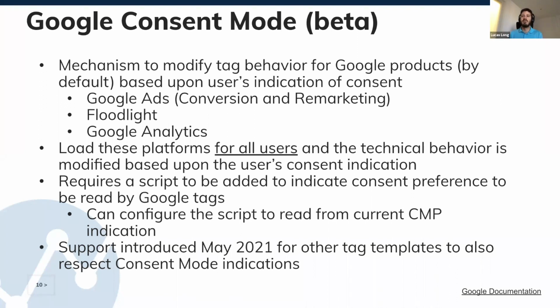Now, also kind of important to note here, support was also introduced just under a month ago, May 27th, for other tag templates to also respect consent mode indications. Some functionality is built into GTM to better support these configurations, which we'll dig into a little bit later. So it is very feasible and really, for me, expected that other third parties will begin embedding this type of functionality where their tags behave differently based upon users' consent moving forward. And Google's making that possible so they can build those into their templates that will then be available within GTM.